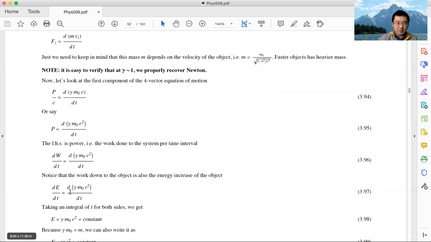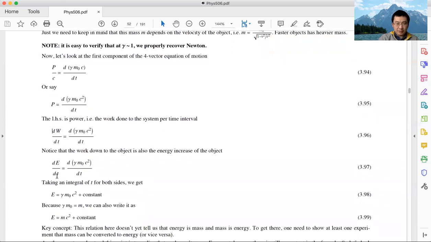The right-hand side is also a time derivative: the time derivative of gamma m0 c squared. If we have a time derivative of one quantity equal to a time derivative of another, this differential equation is extremely easy to solve. This just tells me that the left-hand side E and the right-hand side gamma m0 c squared are equal to each other, up to some constant.